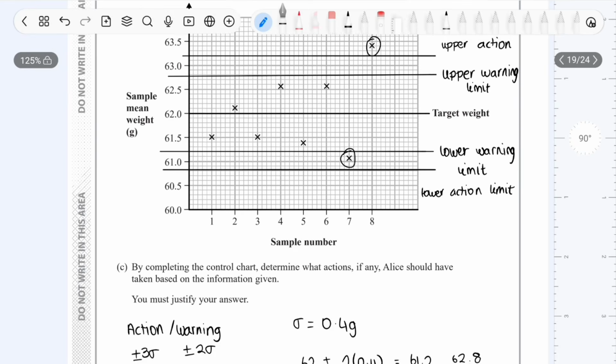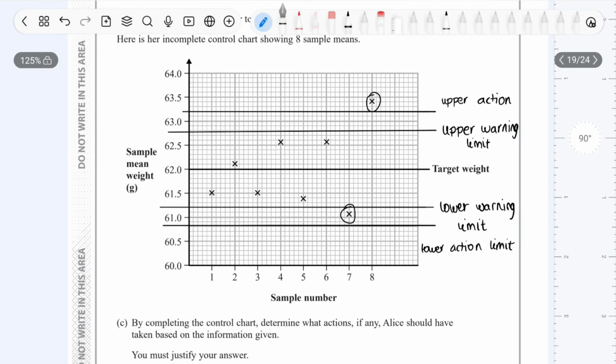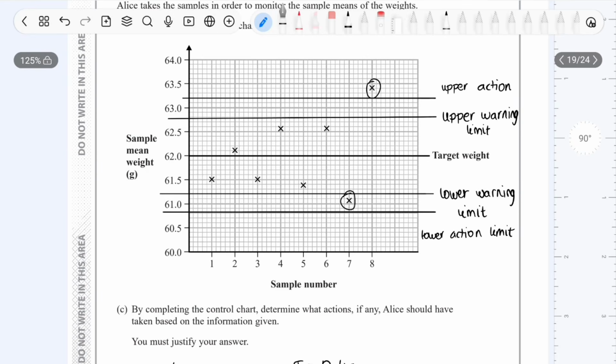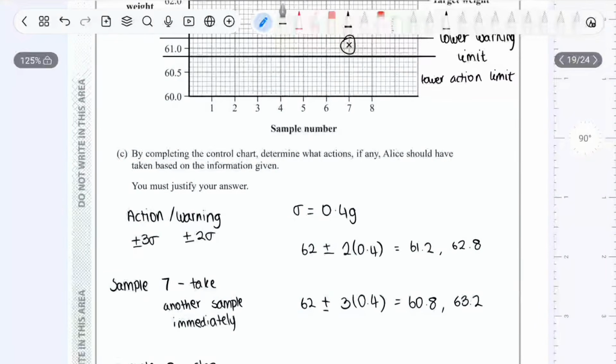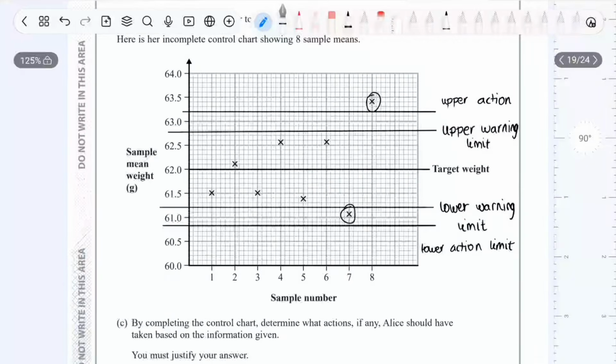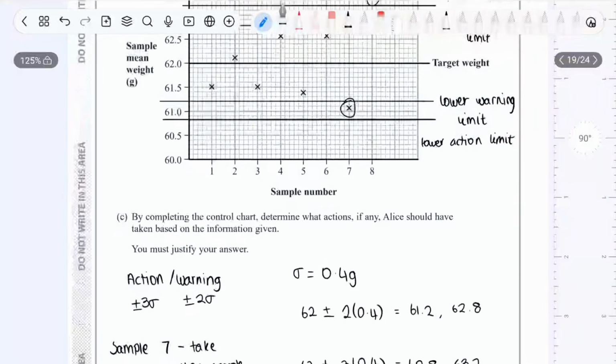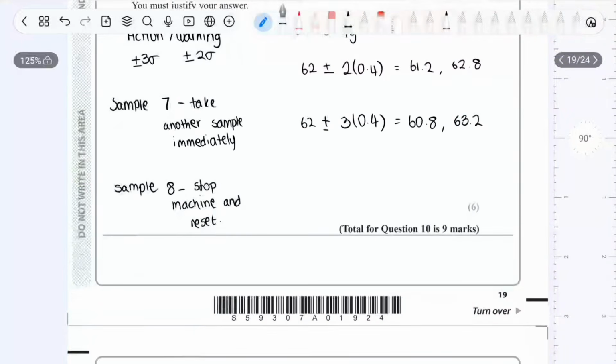So you get 1 mark from basically labeling your limits, and then another mark from identifying the actual values. From labeling your plus and minus 2 standard deviations and 3 standard deviations, you get 1 mark, and from actually drawing on the graph, you get another 2 marks. And then you'd have to actually state that sample 7 is outside the warning lines.